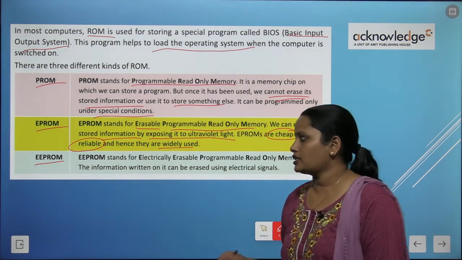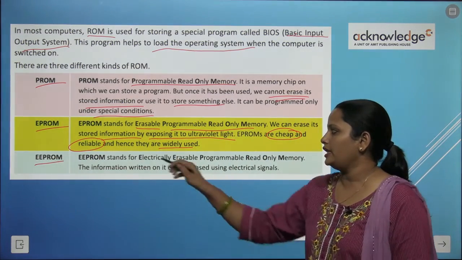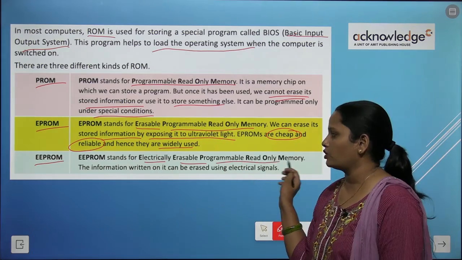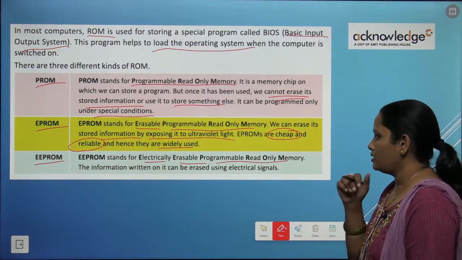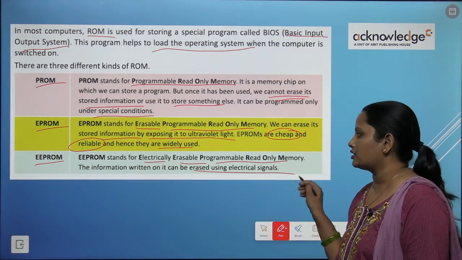Next comes the double E PROM. ये डबल E PROM स्टैंड्स फॉर इलेक्ट्रिकली इरेजेबल प्रोग्रामेबल रीड ओनली मेमोरी. So the information written on it can be erased using electrical signal.